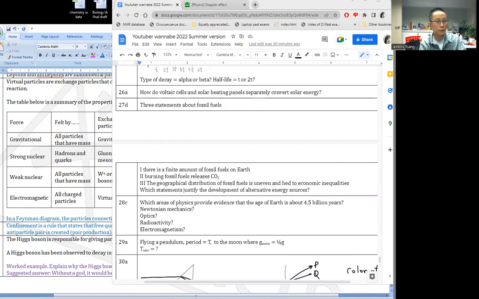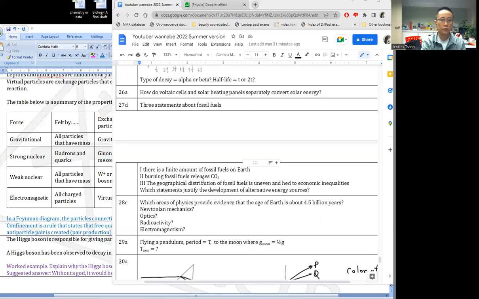Question 27. Three statements about fossil fuels are: number 1, there's a finite amount of fossil fuel on Earth. Secondly, burning fossil fuel releases CO2. And thirdly, there's uneven geographical distribution of fossil fuel natural resources. The question further asks which statements justify the development of alternative energy sources. I think the first and second statements are both very clear. If the fossil fuels have a chance to run out, then we have to find other ways to harness energy. Carbon dioxide, meanwhile, as a greenhouse gas, is definitely believed to be the culprit of global warming, which can cause climate change and damage to the Earth in the long run.